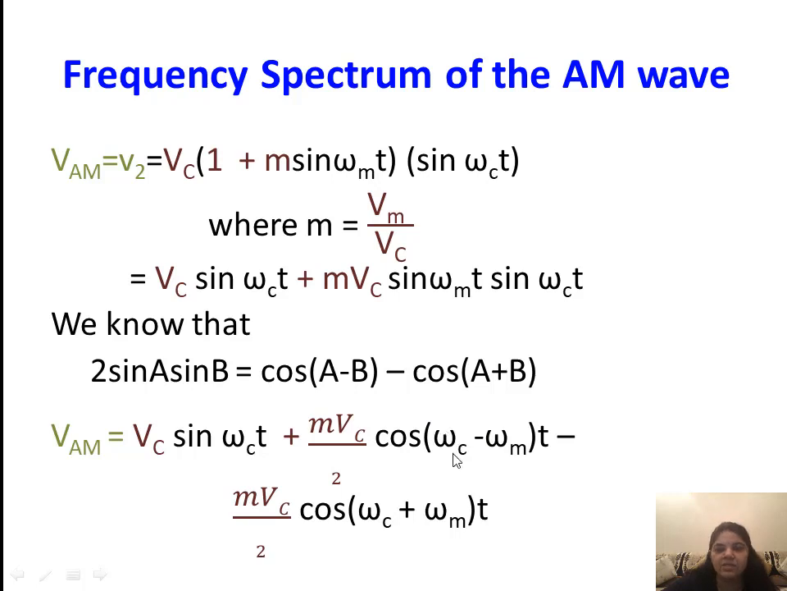Lower sideband means, since ω is equal to 2πf, if we put it over here, then it is 2πfc minus 2πfm. So it is fc minus fm, with amplitude mVc/2.